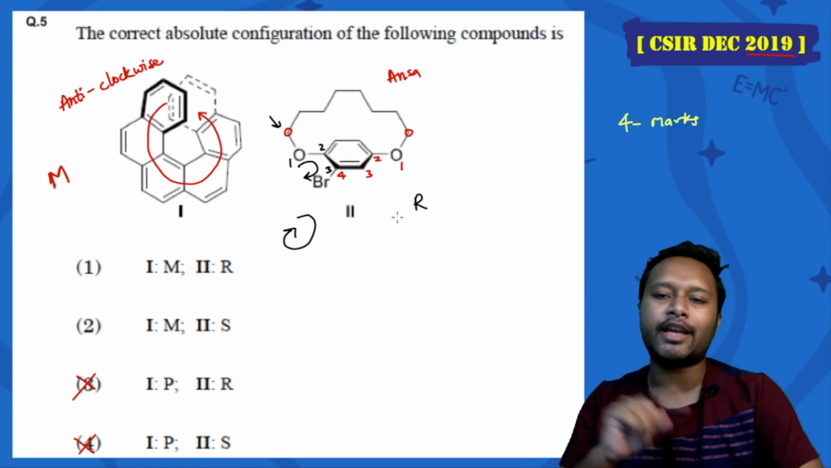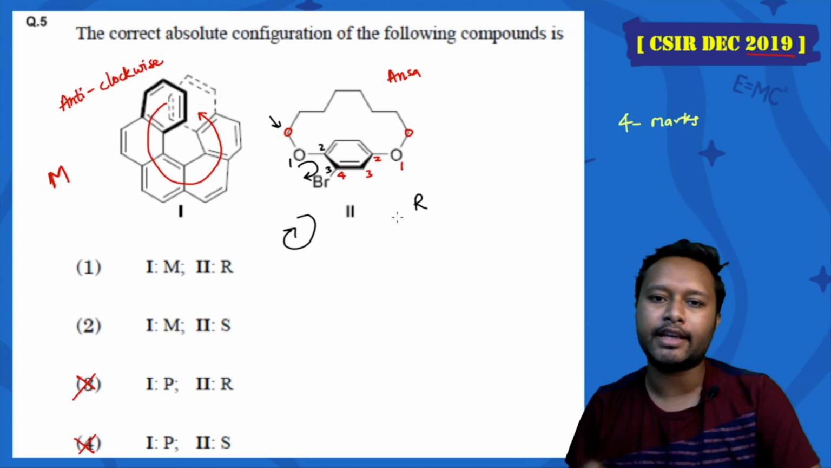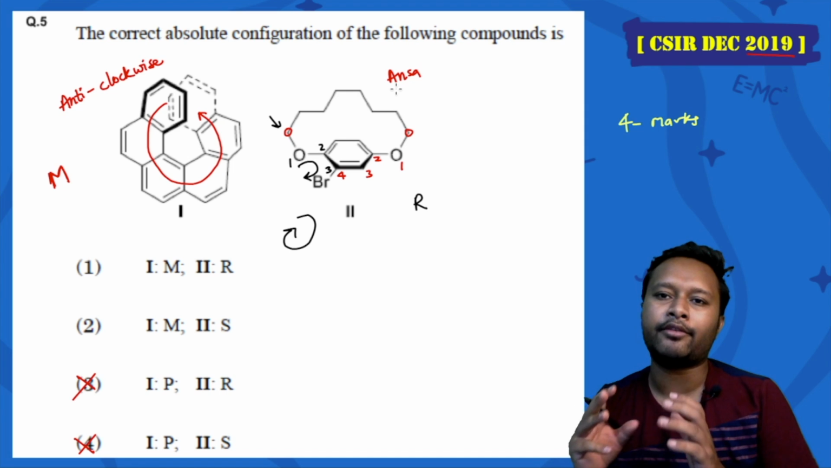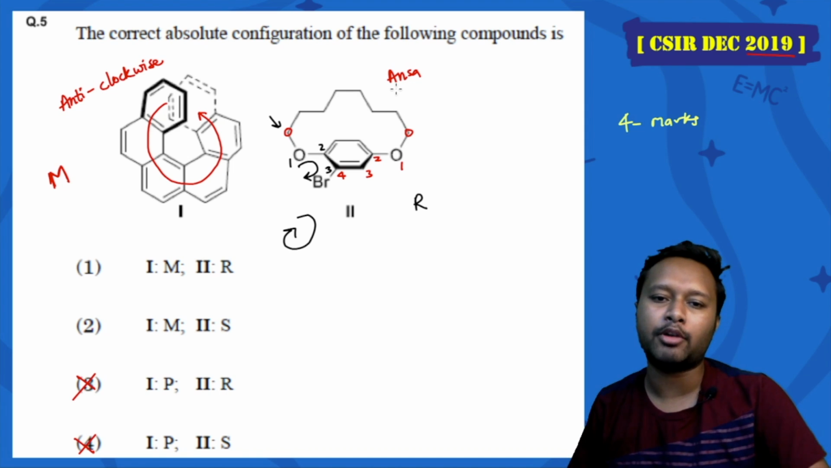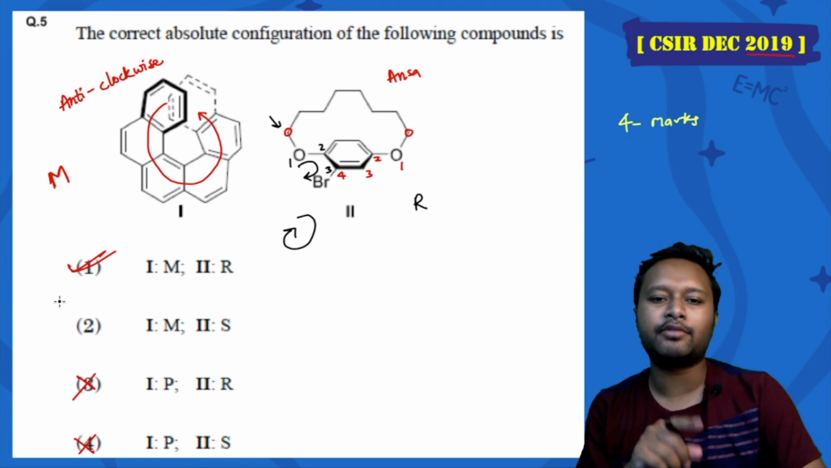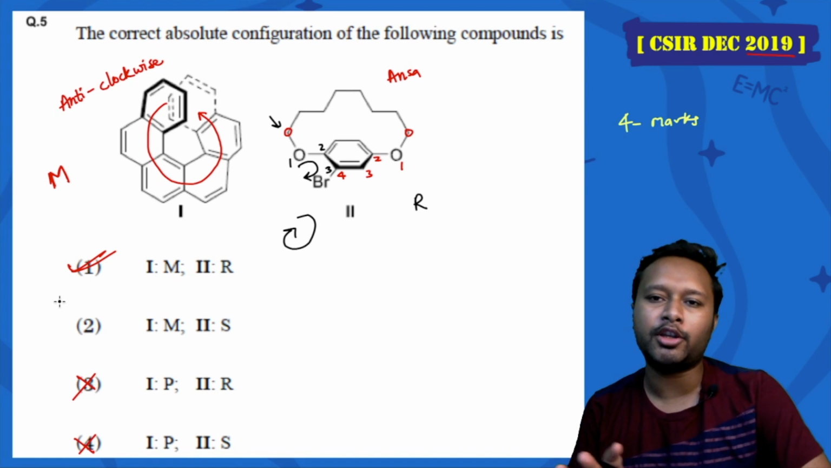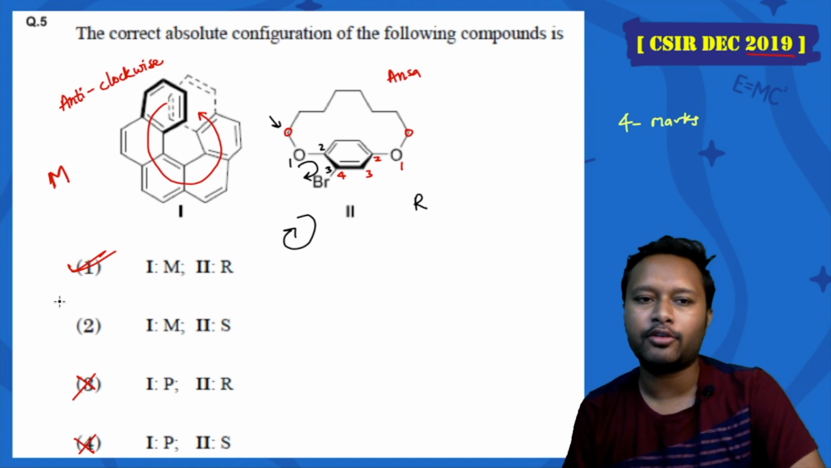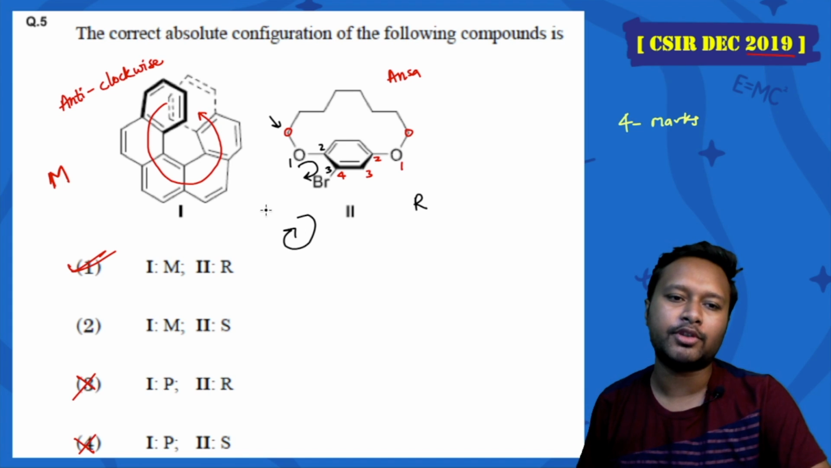If this arrow would have been anticlockwise, we call it S. So this is how we find out the stereochemistry of the ansa compounds. The correct option for this particular question is going to be option number 1. So the first one is S and the second molecule is going to have R configuration. All right, so this is how we approach it. Let's go to the next question then.